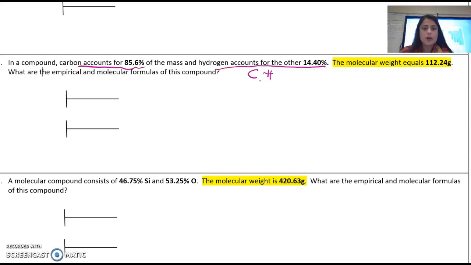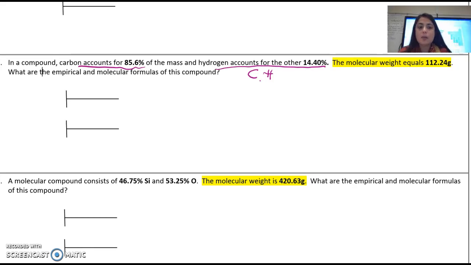Hey guys, I'm going to show you how to do empirical formula and molecular formula calculations. So the rule, or our little poem that we talked about in the class, is: percent to mass, mass to mole, divide by smallest, multiply till whole.